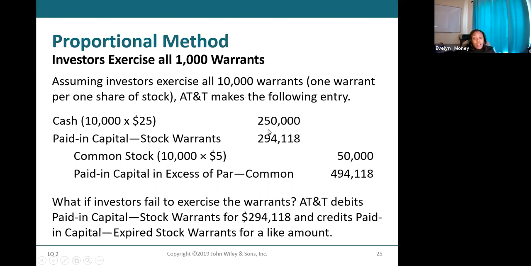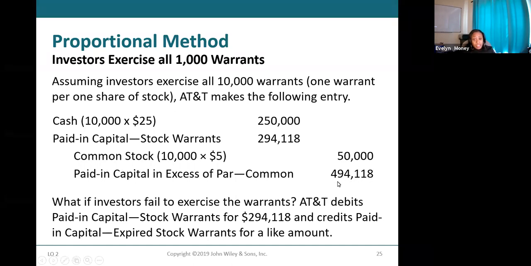So all of the warrants are exercised. So we're going to take all of PIC stock warrants off the books. The exercise price here was $25, and typically that is given to you. So we take the 25 times the number of warrants, and that's how much cash we're going to receive. Common stock gets recorded at par, and the rest goes into PIC in excess of par.